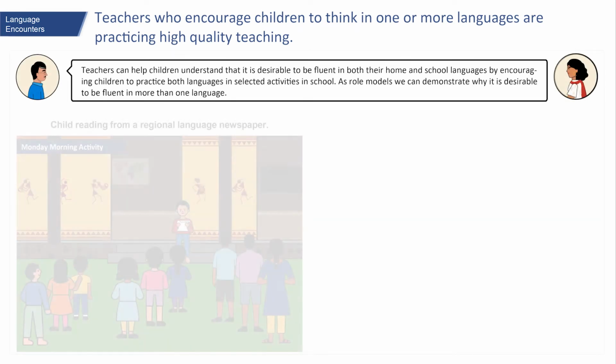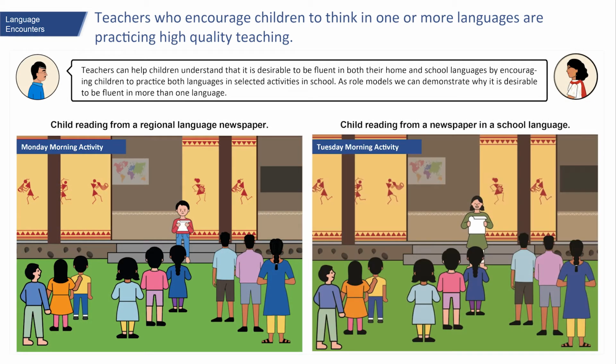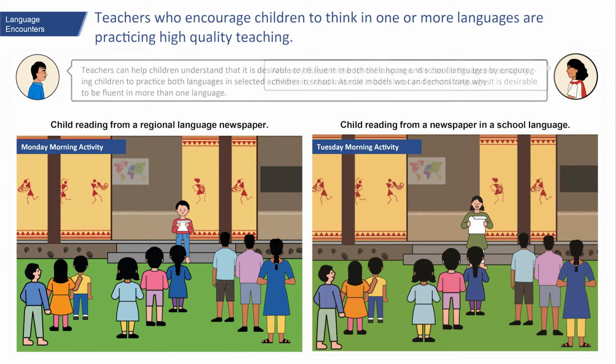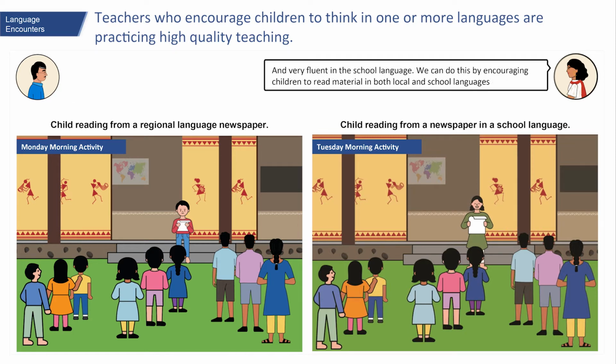Teachers can help children understand that it is desirable to be fluent in both their home and school languages by encouraging children to practice both languages in selected activities in school. As role models, we can demonstrate why it is desirable to be fluent in more than one language. And very fluent in the school language. We can do this by encouraging children to read materials in both local and school languages.